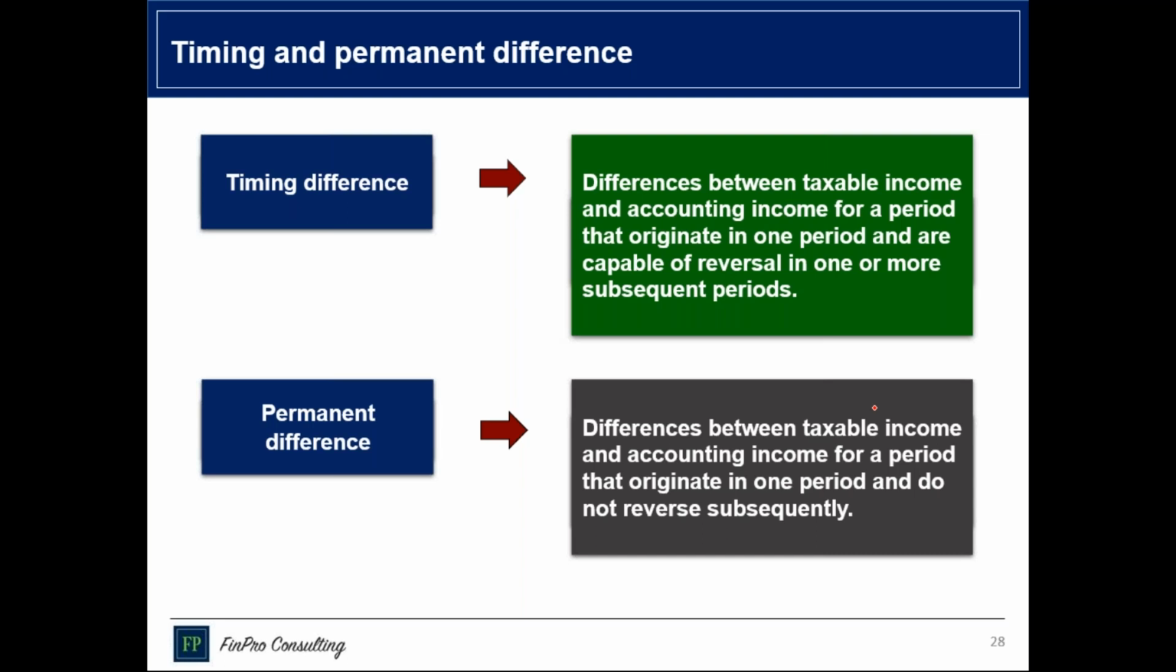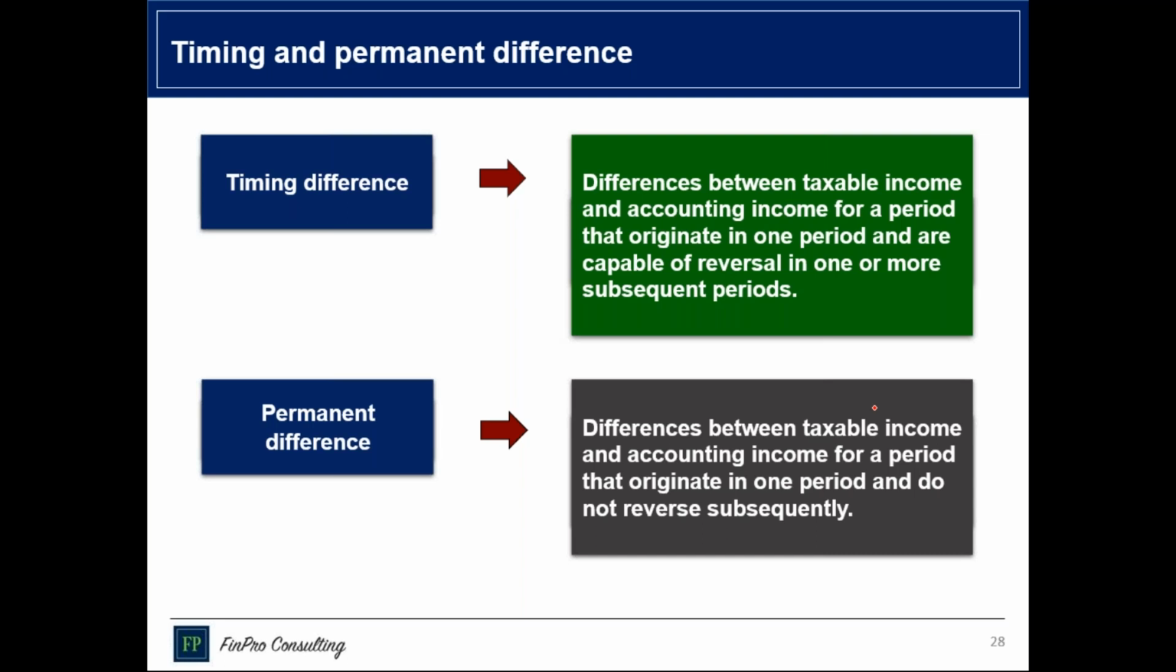So deferred tax is recognized on all such timing differences. I'll also take one example or a case study to understand why deferred tax is first of all required. And the second is known as a permanent difference. These are differences between taxable income and accounting income which originate in one period but do not reverse in a subsequent period. As simple as that.